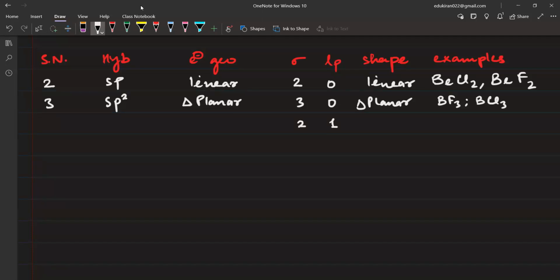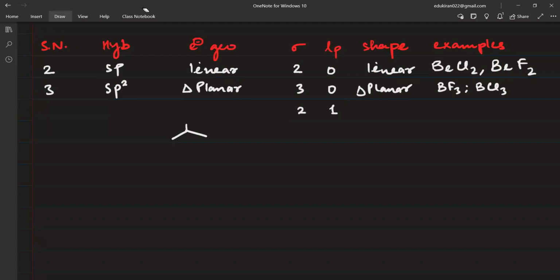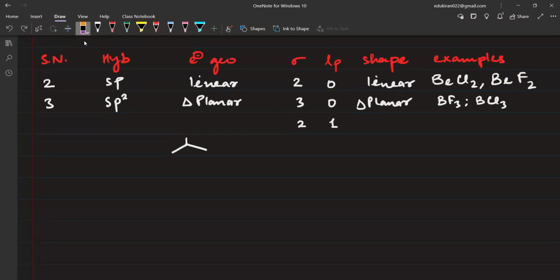In this case, what is going to happen? The trigonal planar is like this. You're going to remove one of the bonds. You will get a bent structure. So write bent. Okay. An example in this case will be O3 molecule, ozone. After that, we are going to move to 4, which will be sp3.